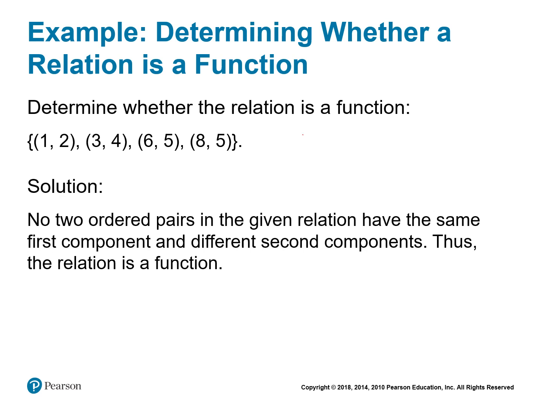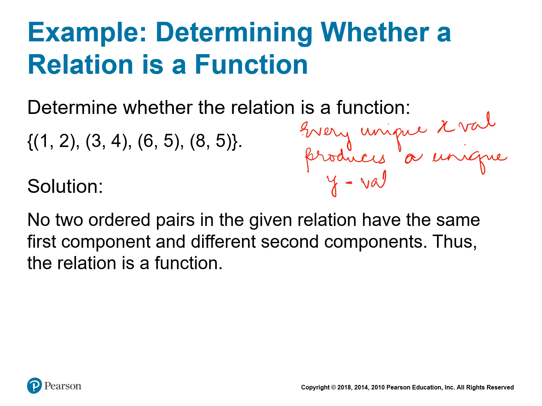every unique x value produces just one unique y value, right? That's the important property that makes a relation a function. So we have to look at these ordered pairs and see if a particular x value maps to two different y values.